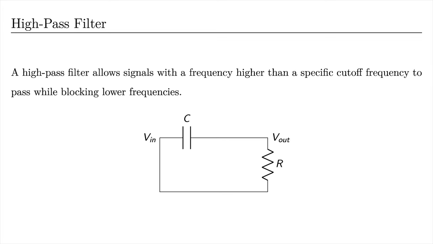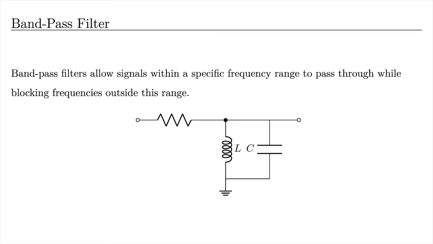A high-pass filter allows signals above a specific cutoff frequency to pass, while blocking lower frequencies. This example circuit features a capacitor C and resistor R, configured to let high frequencies through. A bandpass filter allows signals within a specific frequency range or band to pass while blocking frequencies outside this range. Here's an example circuit using an inductor L and capacitor C to define the passband.